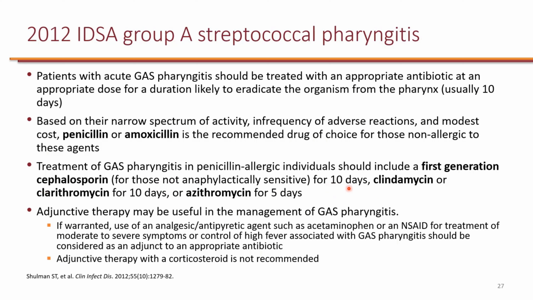Or if someone had an anaphylactic reaction, then you've got to use a non-beta-lactam. So either clindamycin or azithromycin would be recommended. So either a macrolide or clindamycin as an alternative if someone has anaphylaxis to beta-lactam. There are also adjunctive therapies that you can do. Since these patients typically have fever, you can give them something for fever that would make the patient comfortable, so acetaminophen or an NSAID. And it's important to note that they do not recommend corticosteroids in patients with Group A strep pharyngitis.